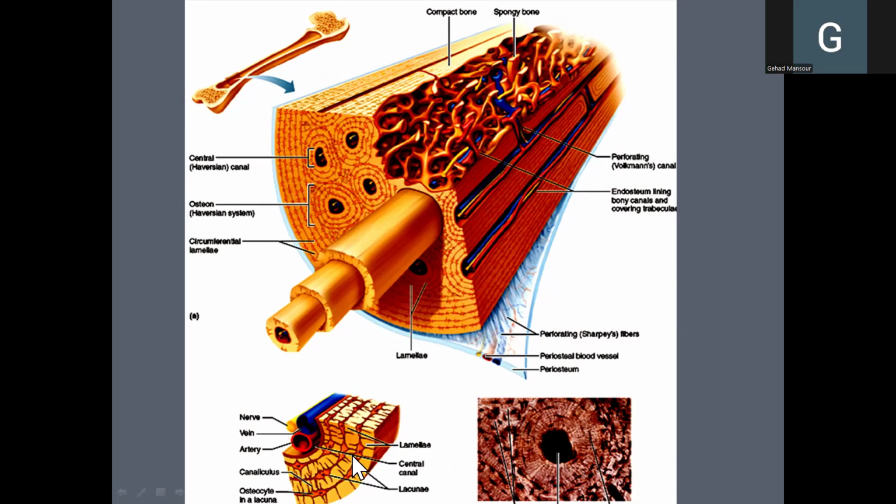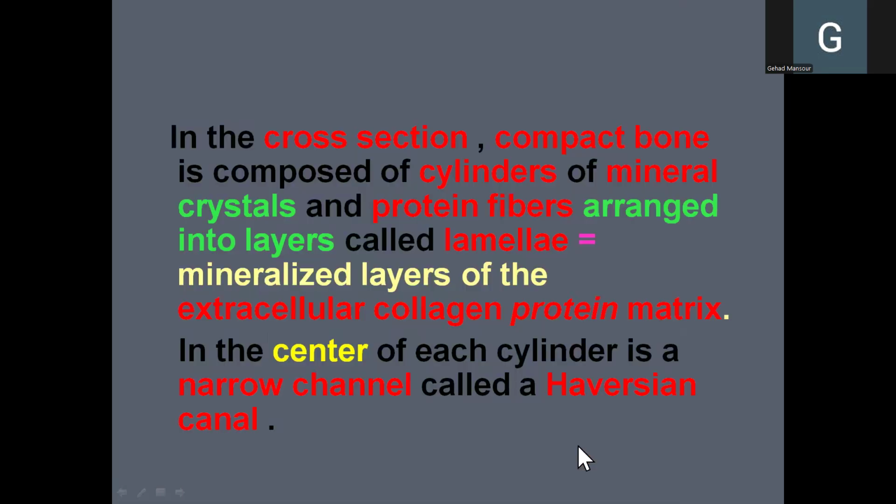And here we can see the same. We can see the central canal with the blood vessels. We can see the osteocytes with the lacunae. We can see the canaliculi, and we can see the lamellae of bone. This is the diagram, and this is the real picture under the microscope.